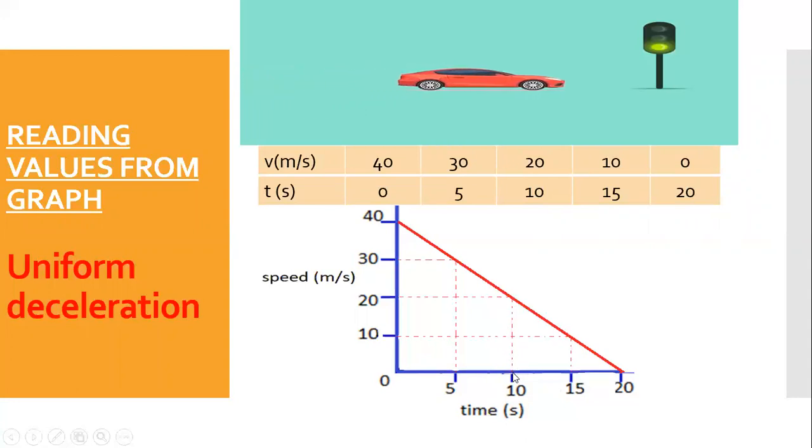Then again at time 10 seconds, on the y-axis it's 20. According to your observation table, you will put a dot over here. Wherever the two corresponding lines meet, you will put a dot. And then you will join the dots and you will get this sort of a graph.